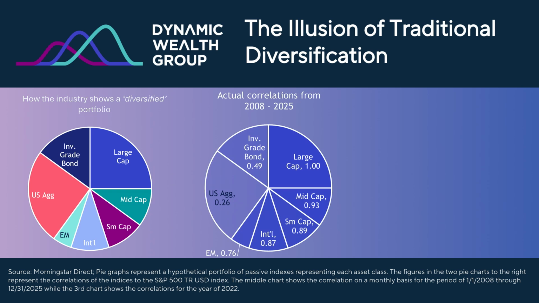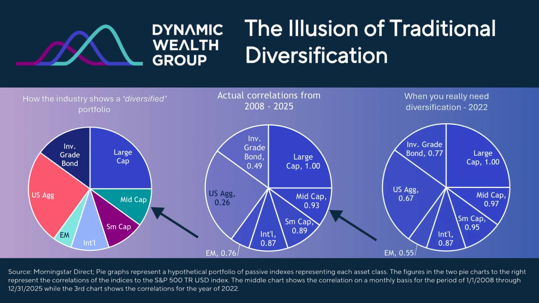The numbers and colors represent the correlation to large cap US stocks. For example, mid cap stocks look different in the first graph because it's a different color. However, it's 93% correlated to large cap stocks. This is why we call it an illusion. And what about when you really need the diversification, like in year 2022? As we know, during times of stress, correlations of traditional asset classes can merge together.